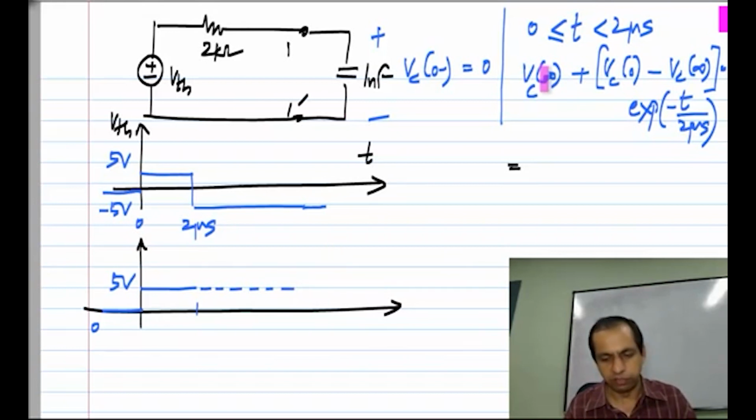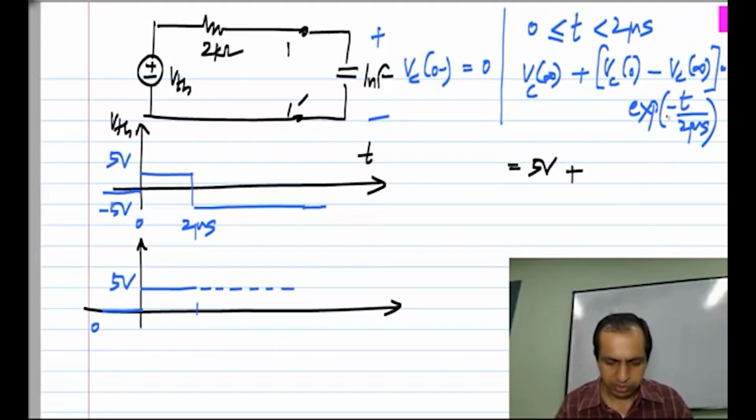It's not that Vc of infinity will actually reach 5 volts because the input is being changed again. Okay, but if this 5 volt step were persistent till t equals infinity, it would go to 5 volts. So it's the final condition assuming only this step is applied. That is an important thing to understand. So Vc of infinity here is 5 volts.